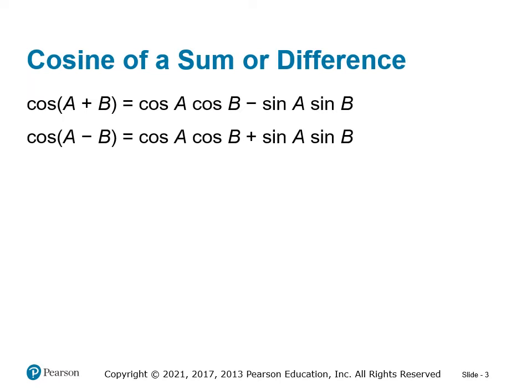So our first identity is the cosine of a sum or a difference. Notice if we have two angles A and B, and we want to take the cosine of their sum, the cosine of A plus B, this equals cosine A times cosine B minus sine A sine B. Similarly, the cosine of the difference between two angles, cosine of A minus B, gives cosine A cosine B plus sine A sine B.